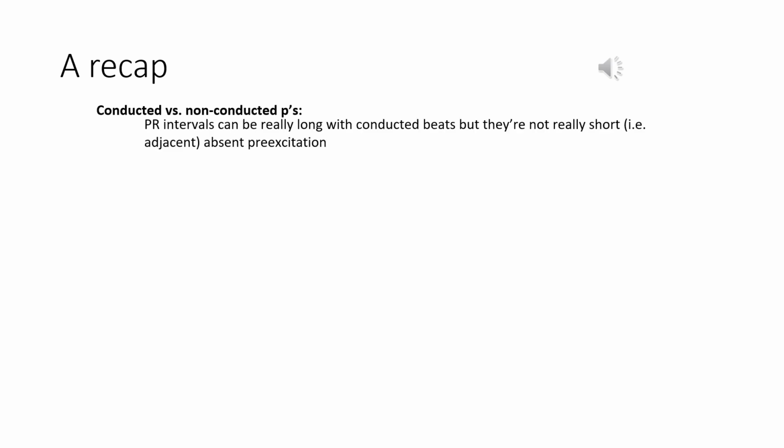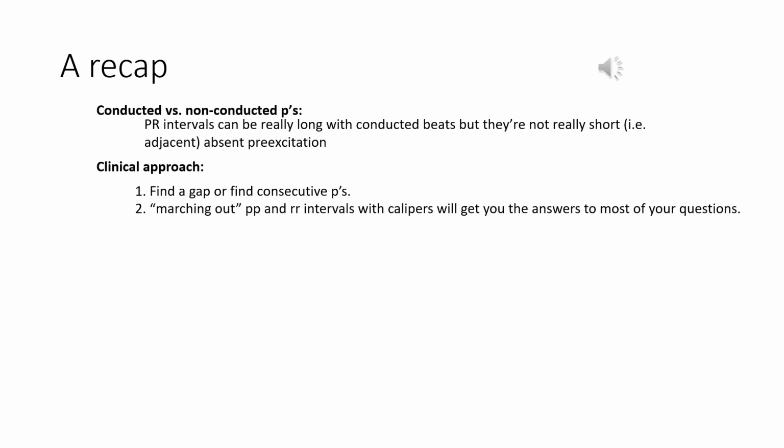Let's do a recap of what we've covered over the last 3 videos. Regarding conducted versus non-conducted P waves, PR intervals can be really long with conducted beats, but they're not really short, absent pre-excitation. In regards to general clinical approach, when you're scanning the rhythm strip, find a gap or find consecutive Ps. Then march out the PP or RR intervals with calipers, and this will get you the answer to most of your questions.